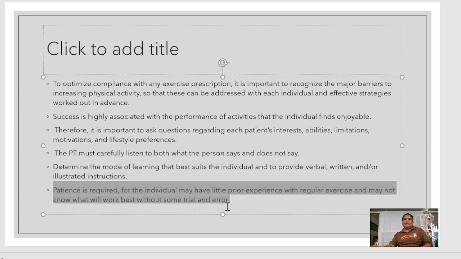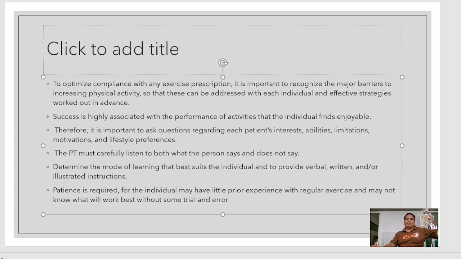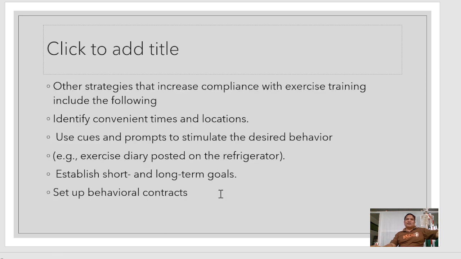Patience is required for the individual who may have little prior experience with regular exercise and may not know what will work best without some trial and error. Other strategies that increase compliance with exercise training include the following: identify convenient times and locations, use cues and prompts to stimulate the desired behavior, establish short and long-term goals, and set up behavioral contracts.